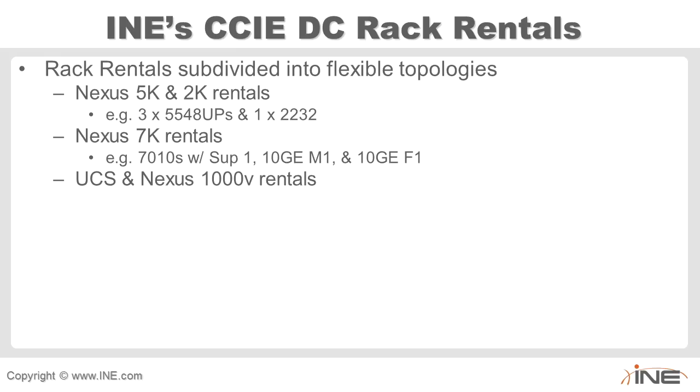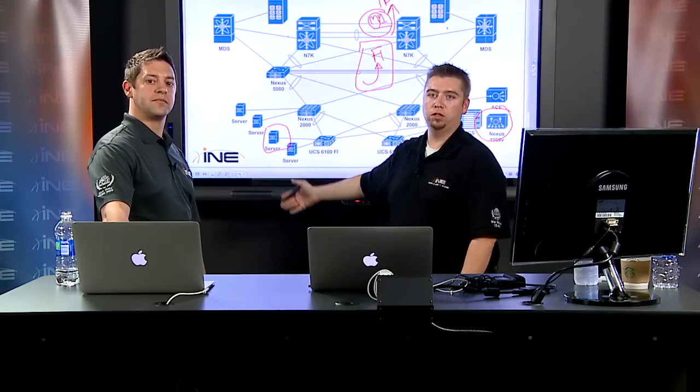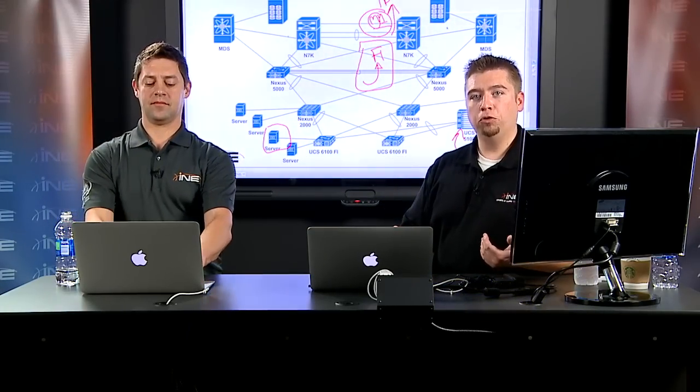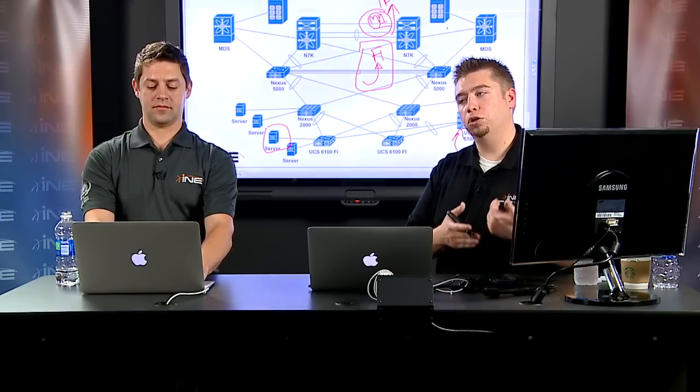Right. This could be with the B series server blade chassis, or it could be with the C series, which is like your standalone 1U, 2U server in traditional server design. So we'll have access to both of those, the UCS blades, the UCS Manager, the C series standalone devices. Also storage for the MDS.